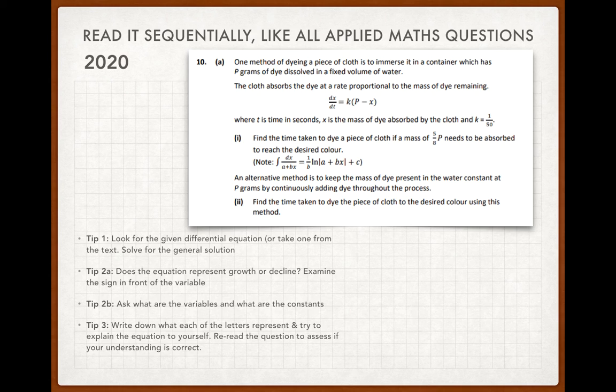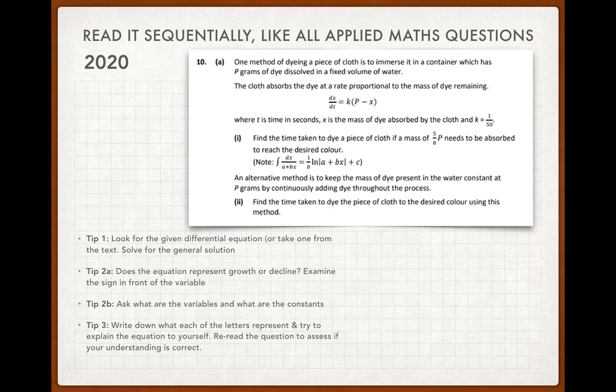And it absorbs the dye at a rate proportional to the mass of dye remaining. So what that means is the dye in the water will go into the cloth, and as it does, there's less dye in the water, and less dye in the water means that less dye will be absorbed into the cloth for each consecutive second. And that's exactly what I said before, so my understanding was quite good. t is time in seconds, x is the mass of the dye absorbed. Yeah, we've already done that.